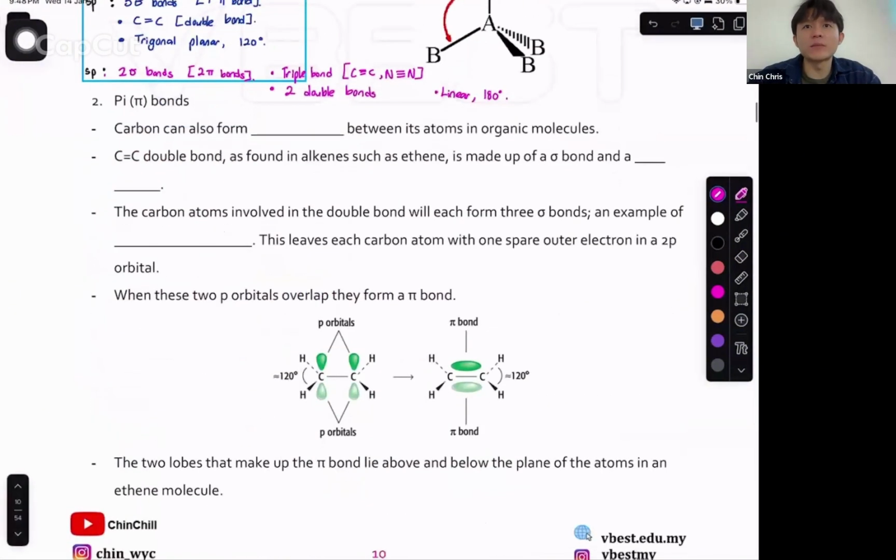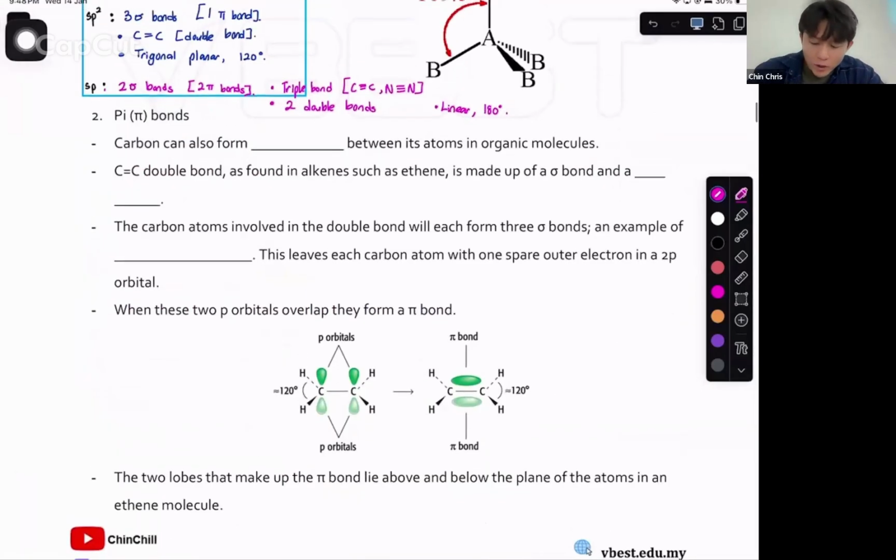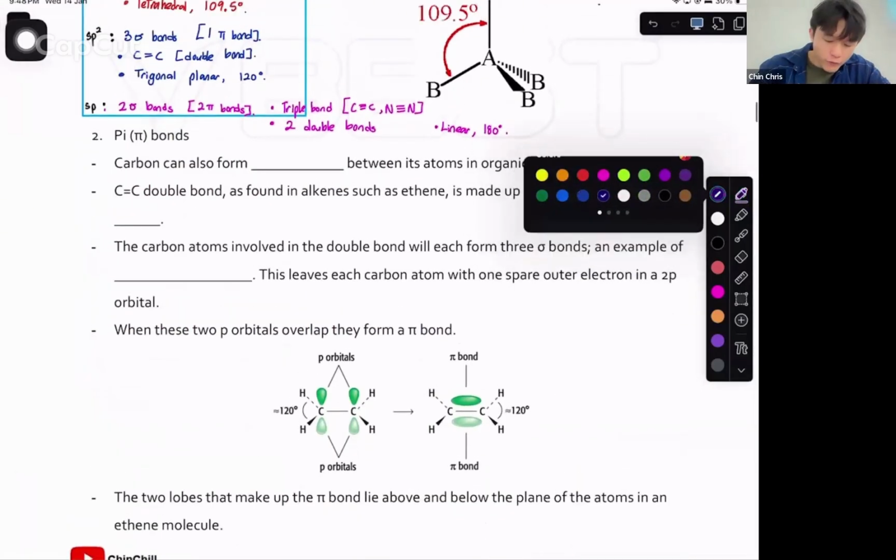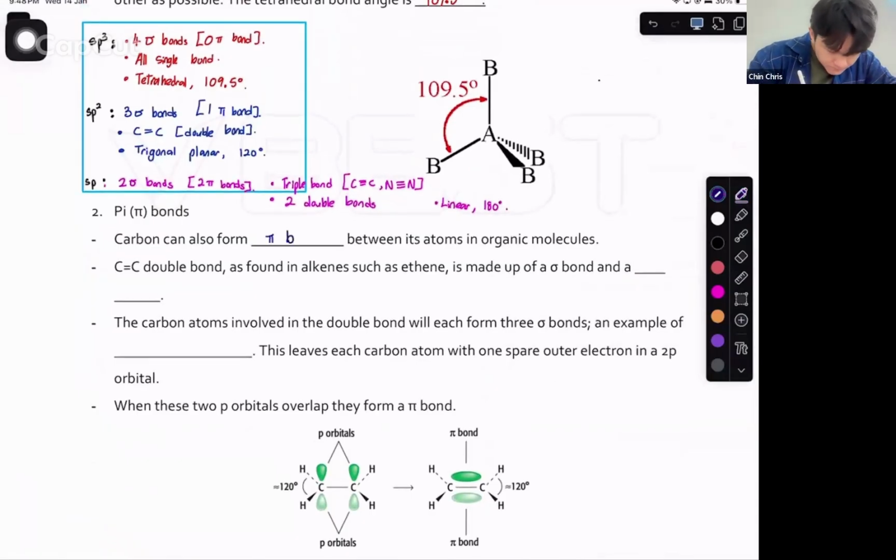Finally, guys, we have a pi bond. For a pi bond, remember a carbon can also form a pi bond between its atoms in an organic compound. In a double bond, how many sigma, how many pi? It's made up of 1 sigma, 1 pi.